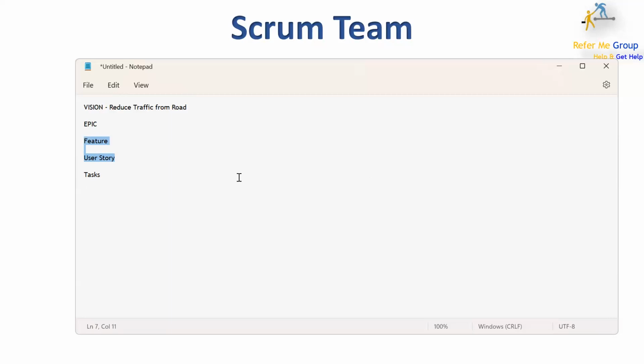Vipin, this is the concept which you have asked about. Here we are not delivering the complete vision. We are not providing the complete solution. But whatever feature or user story we are delivering in a particular sprint, that is a working solution.